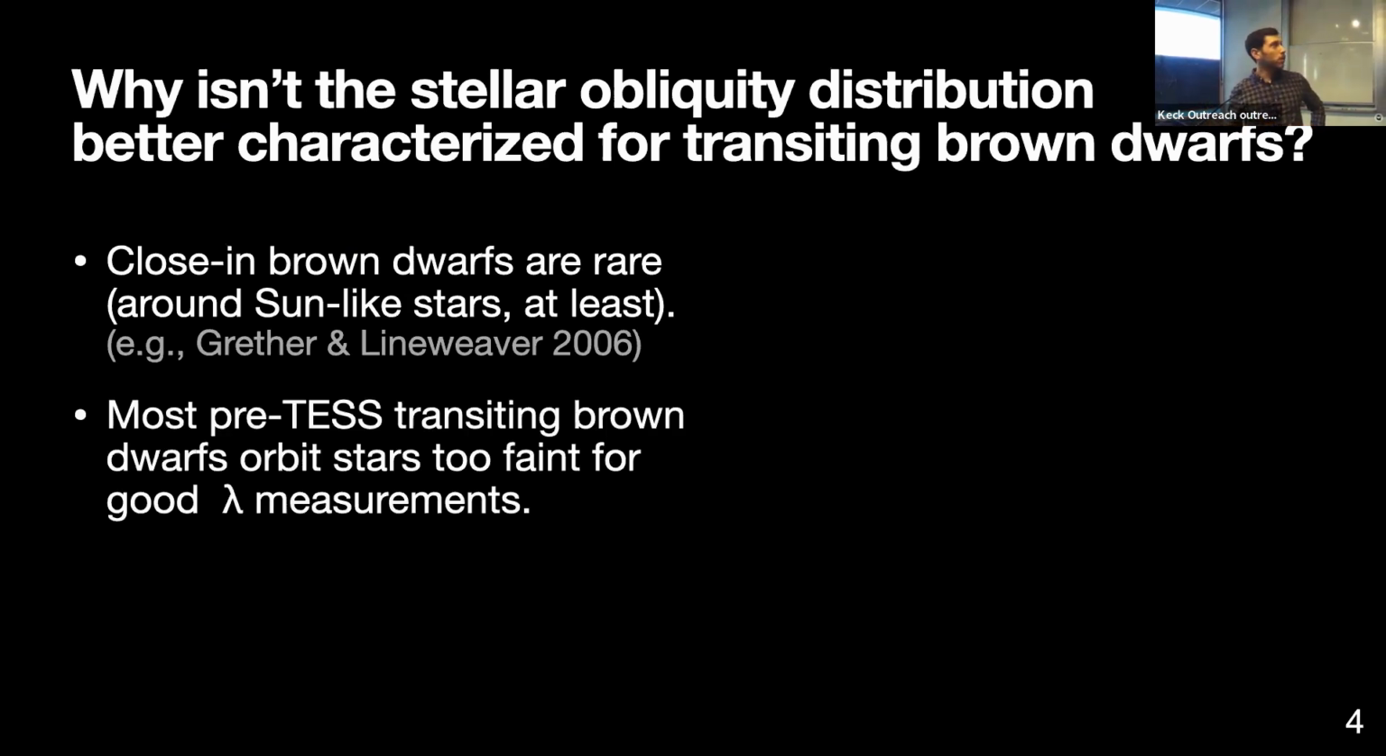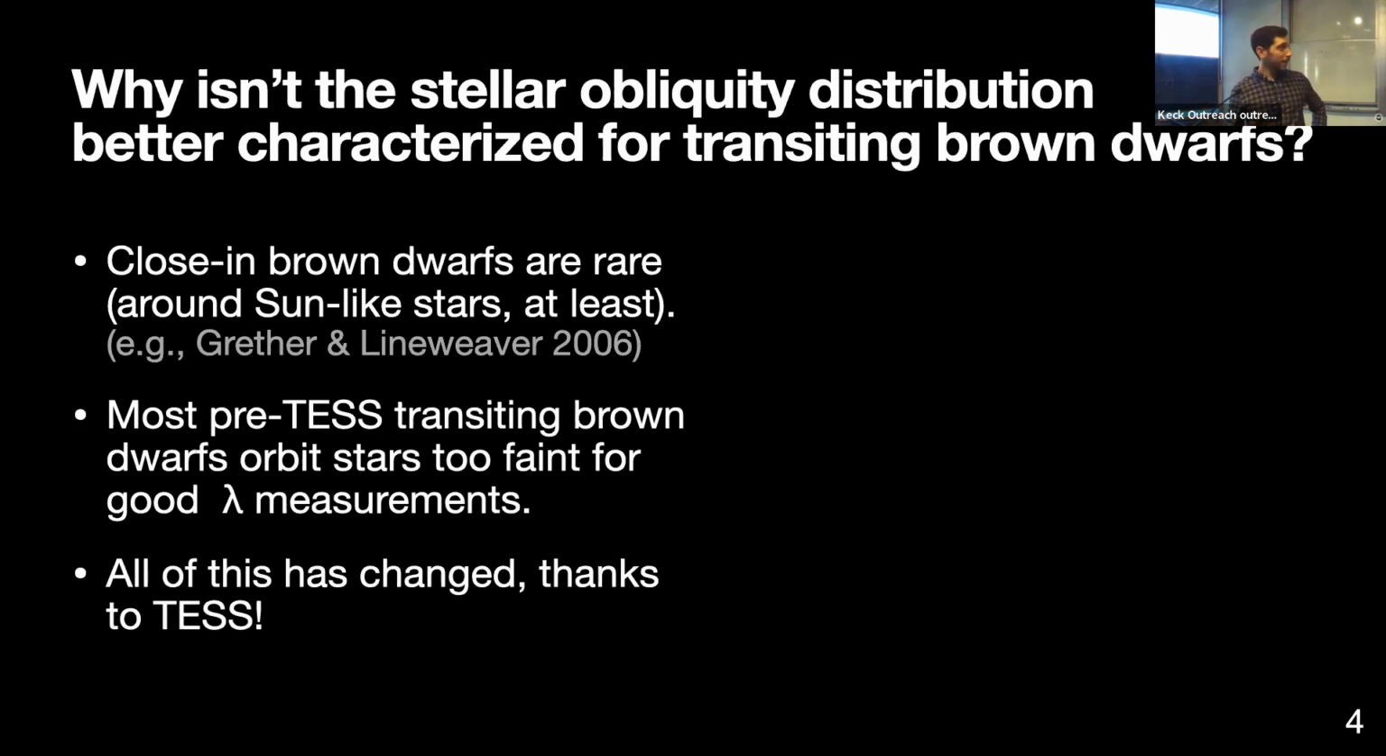The second reason is that most transiting brown dwarfs prior to the TESS mission orbited stars that are really just too faint to get these measurements from the ground. But luckily, TESS has really changed all of this in the last couple of years.